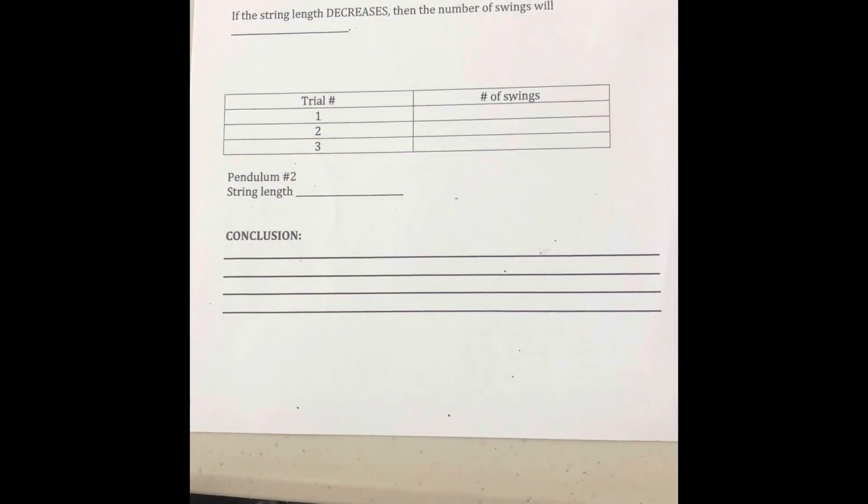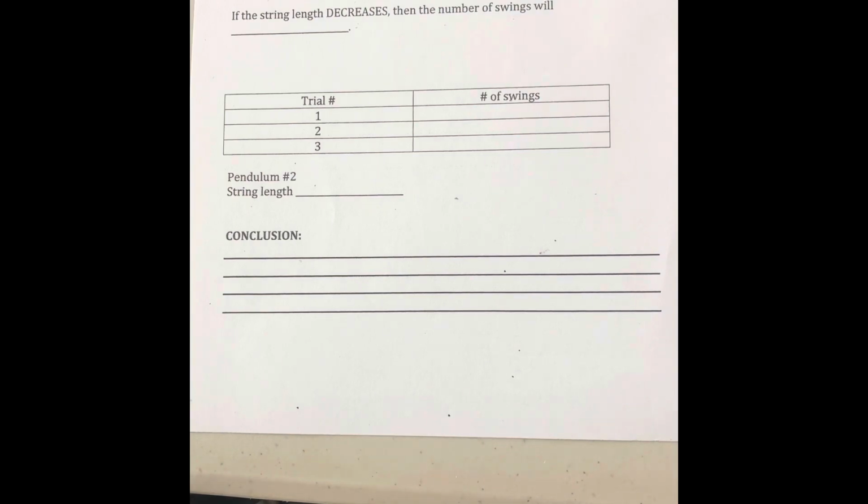Now for the second part, we are going to change the length of the string. This is going to be the variable that we are changing. This variable is called the independent variable, the one thing that we change in an experiment to see how it affects the experiment. You can either decrease the length or you can increase the length.